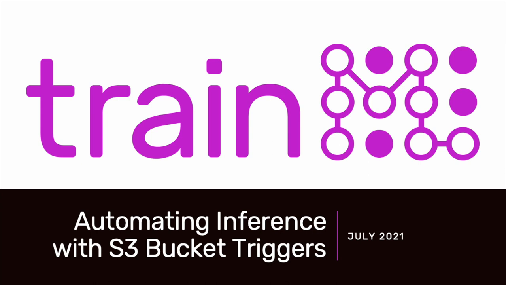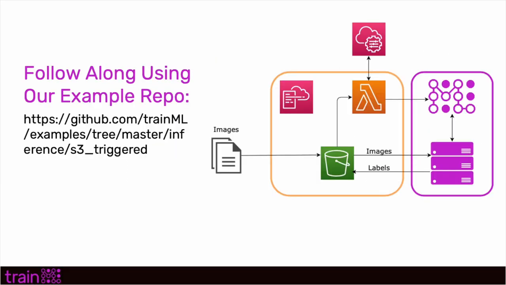This tutorial is an example of how you can programmatically provision trainML resources in an event-driven manner. We will be using AWS as the event system, but similar functionality is available in other major cloud providers. In this example, we will simulate a company that needs to do image classification inference on new images generated as part of their business process.